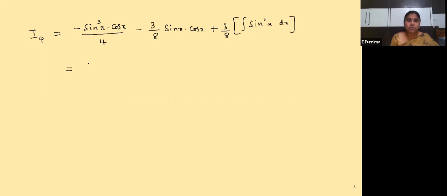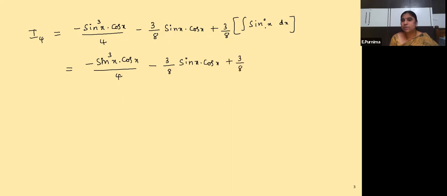Okay, so which is equal to minus sin cube x into cos x by 4 minus 3 by 8 into sin x into cos x plus 3 by 8 into sin to the power of 0, which is nothing but 1. 1 into x is nothing but x. So x plus c. Okay, so this is your solution.